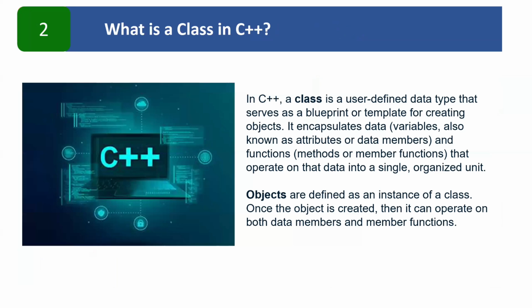Question number 2. What is a class in C++? In C++, a class is a user-defined data type that serves as a blueprint or template for creating objects. It encapsulates data variables, also known as attributes or data members, and functions, methods or member functions, that operate on the data into a single organized unit, called a class. Objects are defined as an instance of a class. Once the object is created, it can operate on both data members and member functions.